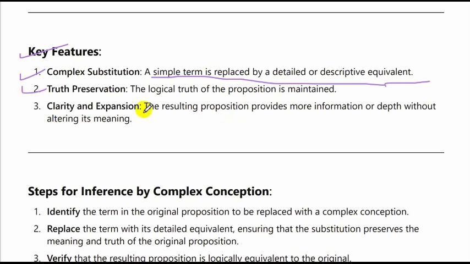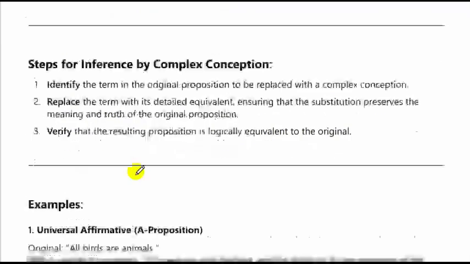Truth preservation, which is important. The logical truth of the proposition is maintained, which has to be done to make sense of the original proposition. Clarity and expansion. The resulting proposition provides more information or depth without altering its meaning. All of this has already been explained in the definition part.